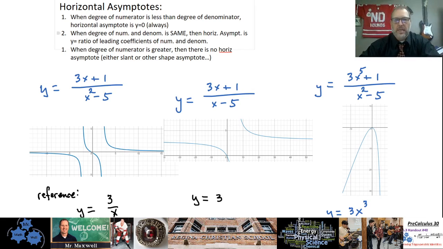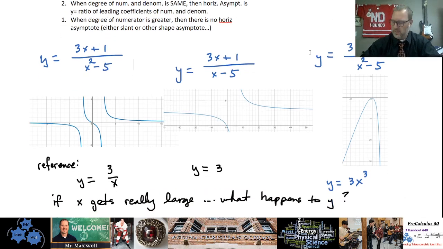If the degree, now look at the polynomial on the top here and the polynomial on the bottom. If the degree of the numerator is less than the degree of the denominator, like this situation, the horizontal asymptote is always y equals 0. So this may or may not make a lot of sense to you, but just think about this. You always want to look at the leading coefficients of your polynomials, 3x and x squared. What I think about when I simplify just these two is 3 over x.